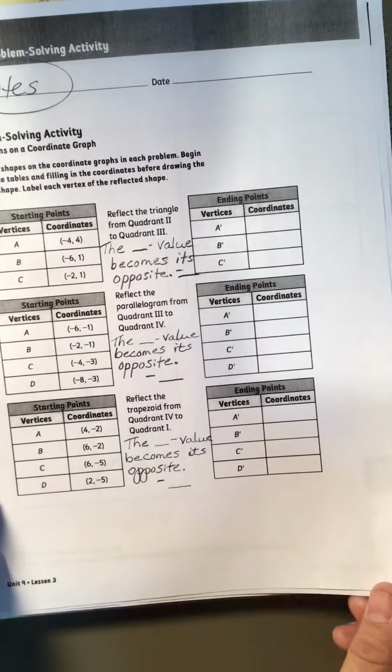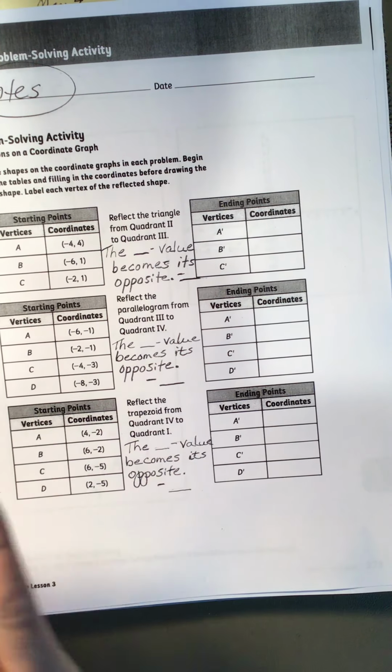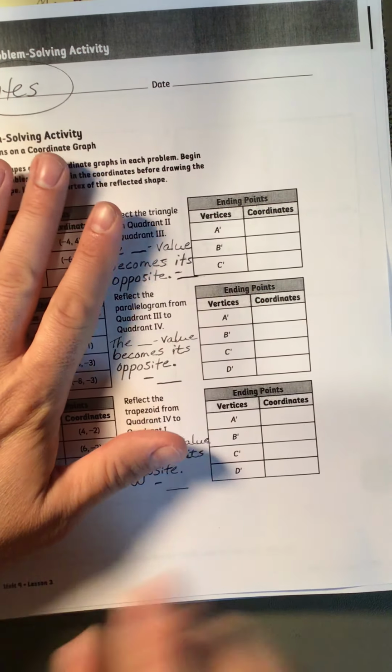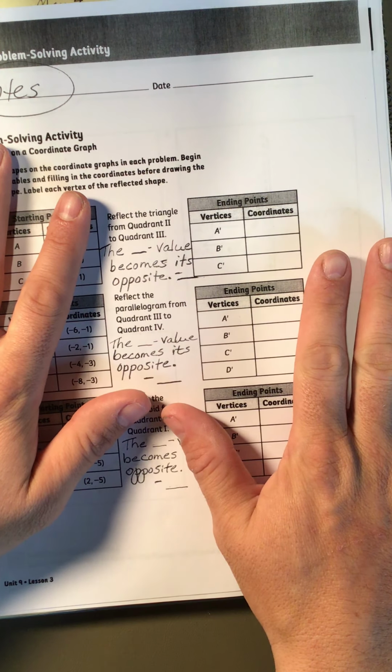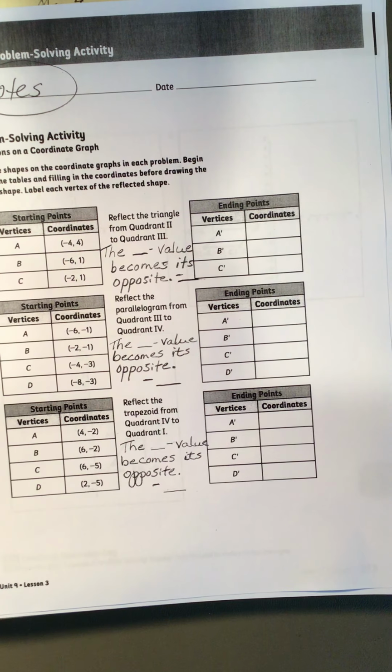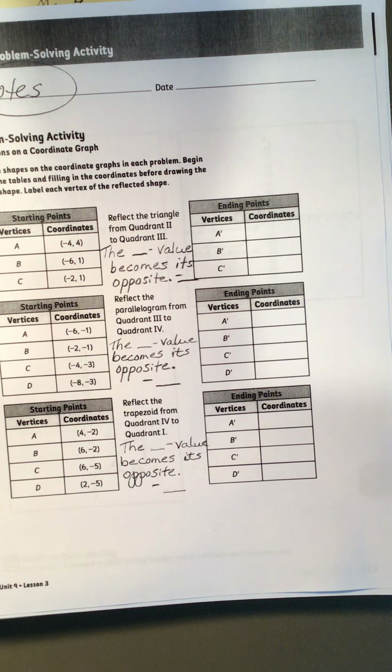Question 2. Reflect. Okay, reflect means they are going to go across something. Like a reflection. So like my left hand, the reflection would be my right hand, or looking in the mirror. It says reflect the shapes on the coordinate graphs in each problem. Begin by using the tables and filling in the coordinates before drawing the reflected shape. Label each of the coordinates.